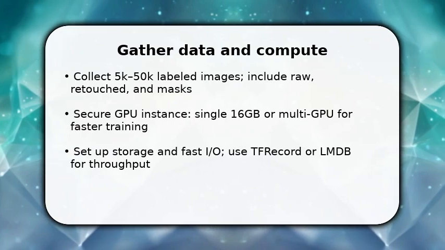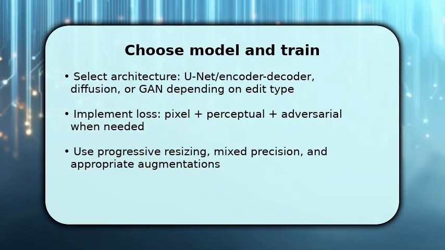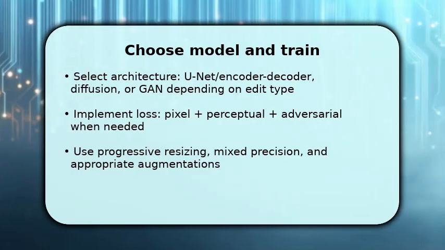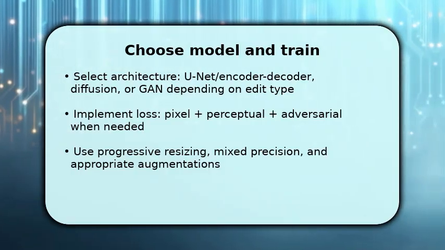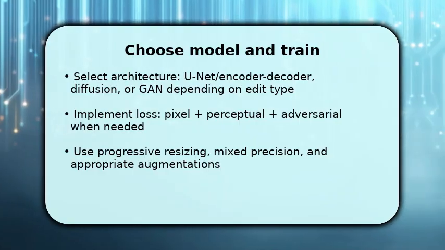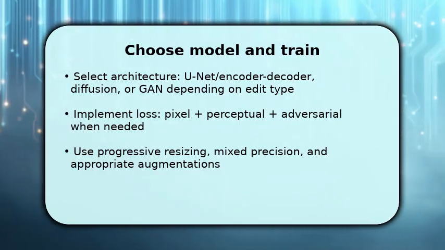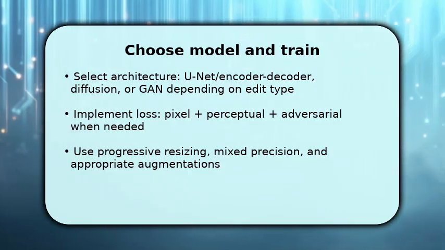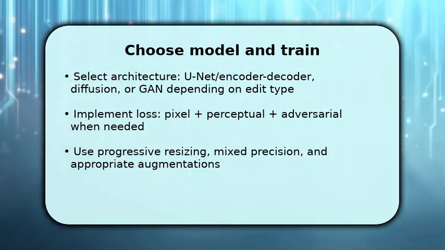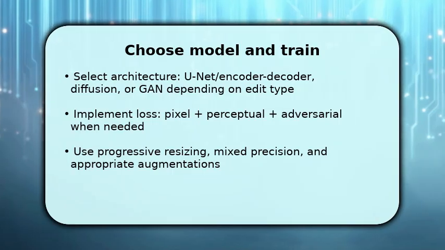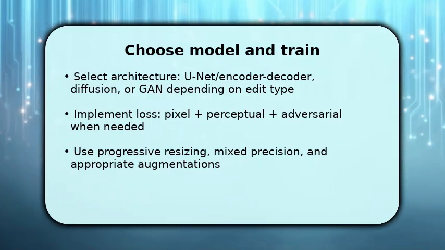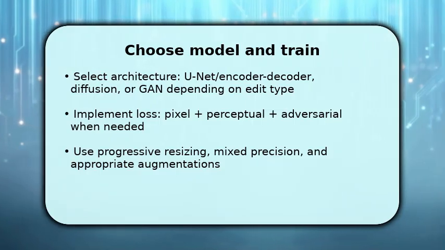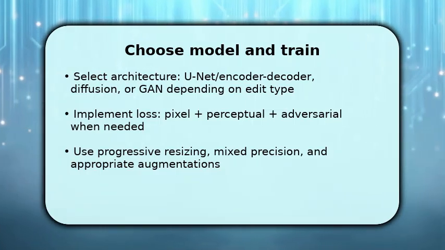You now pick the model and training strategy that match your editing goal. For local corrections, use an encoder-decoder. For style or global enhancement, consider diffusion or GAN hybrids. Implement combined losses, pixel L1 or L2 for fidelity, perceptual loss for detail, and adversarial loss if realism matters. Then train with progressive resizing and mixed precision to save time. Augment with color jitter, flips, and synthetic JPEG artifacts. Make sure to monitor validation metrics.